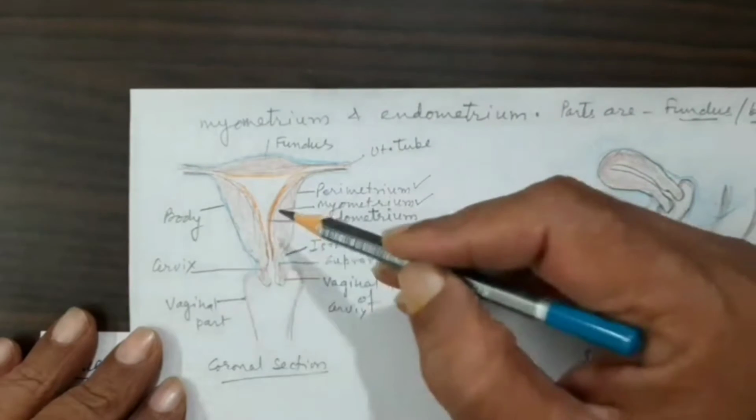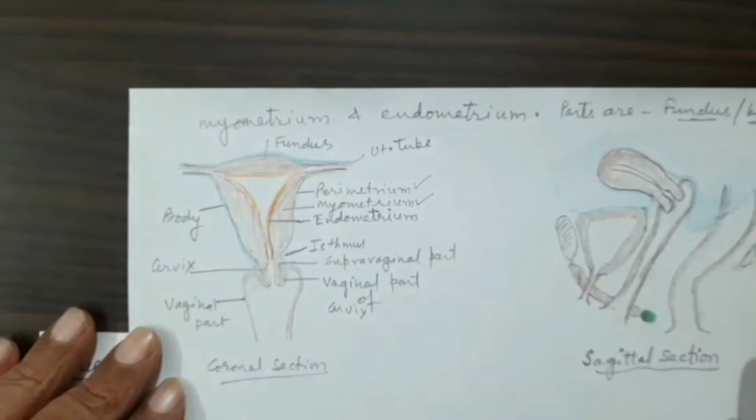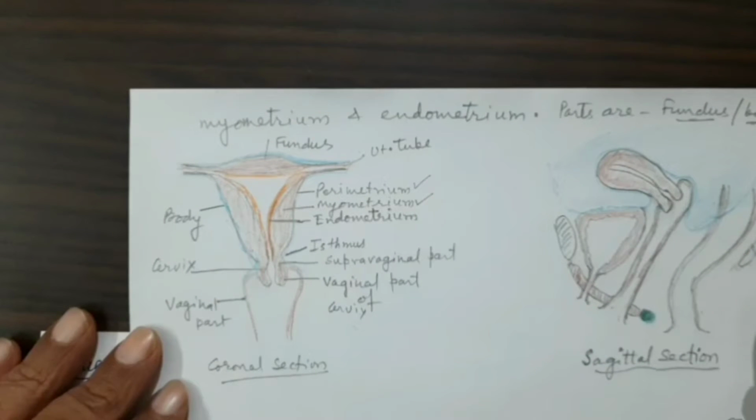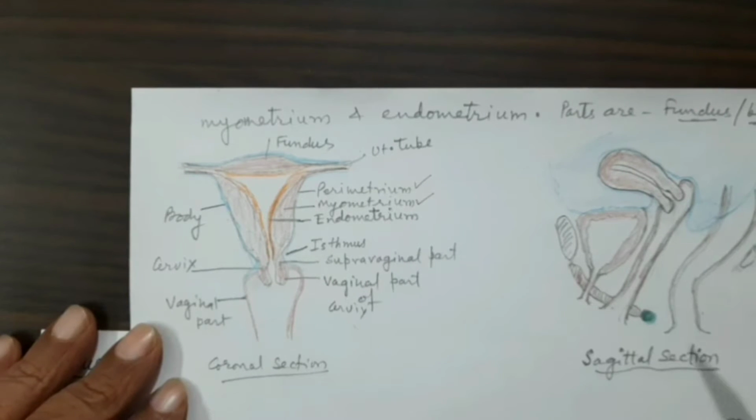So these are the three layers of the uterus: perimetrium, myometrium and endometrium, and this is true for the body and the fundus part.